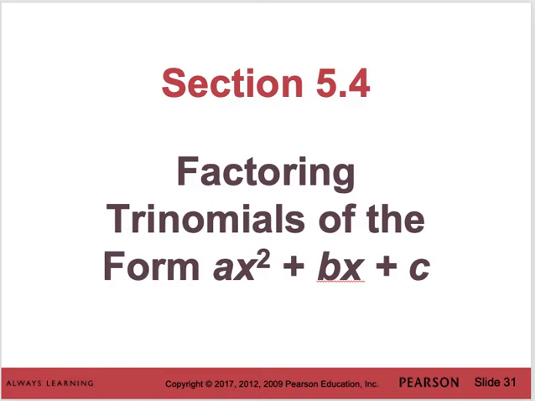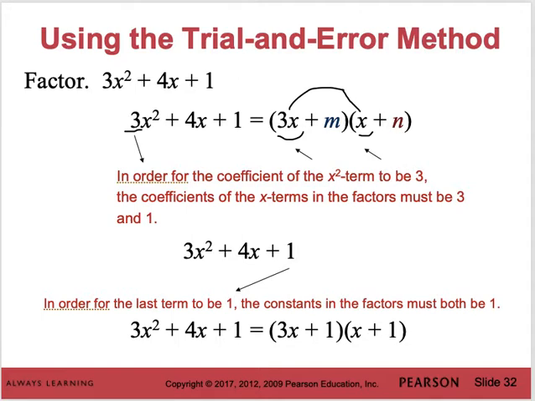This video is on using trial and error methods and other strategies to factor trinomials. In this case, we're asked to factor 3x squared plus 4x plus 1. And you'll notice that there is a coefficient in front of x squared, that is a 3.